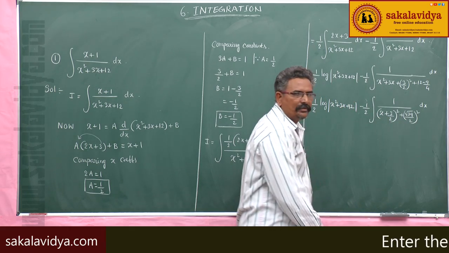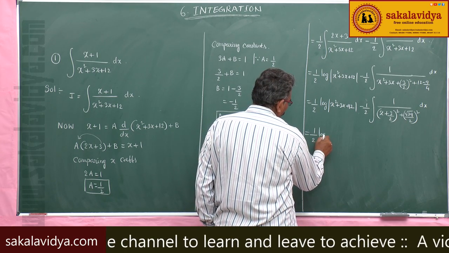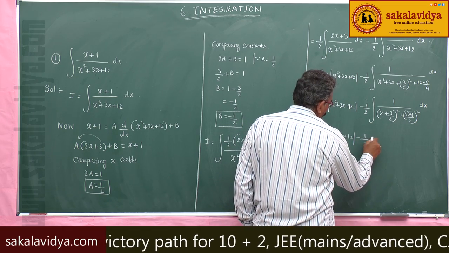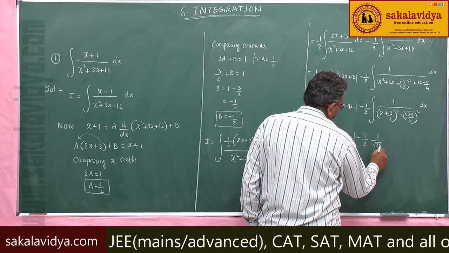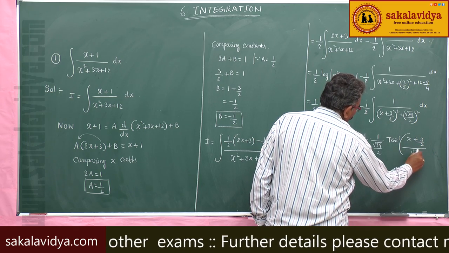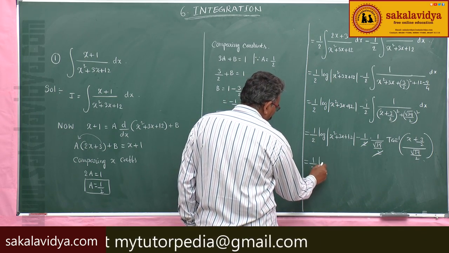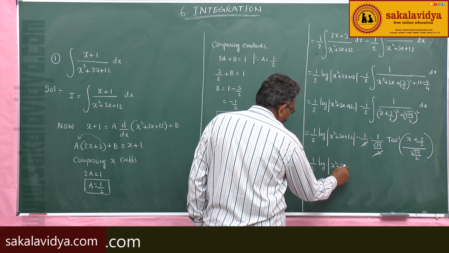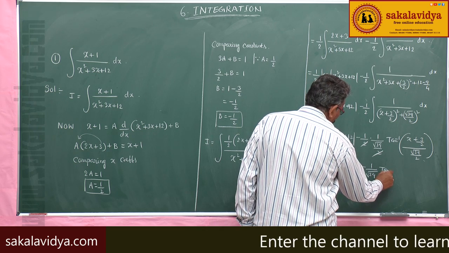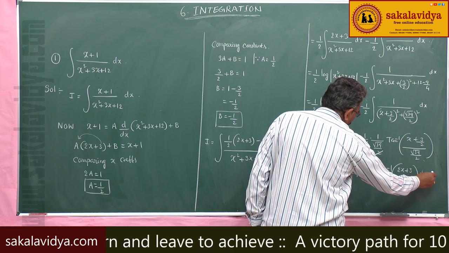This is in the form of 1 by (a square plus x square), tan inverse x by a. So, 1 by 2 log mod (x square plus 3x plus 12) minus 1 by 2 into 1 by a, root 39 by 2, tan inverse (x plus 3 by 2) by root 39 by 2. This 2 gets cancelled. So, half log mod (x square plus 3x plus 12) minus 1 by root 39 tan inverse (2x plus 3) by root 39, plus constant of integration.